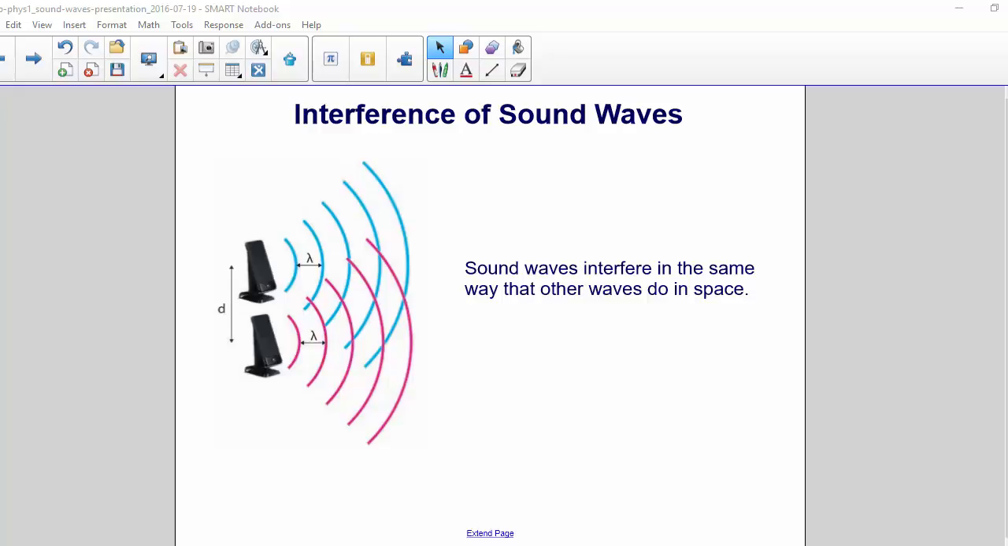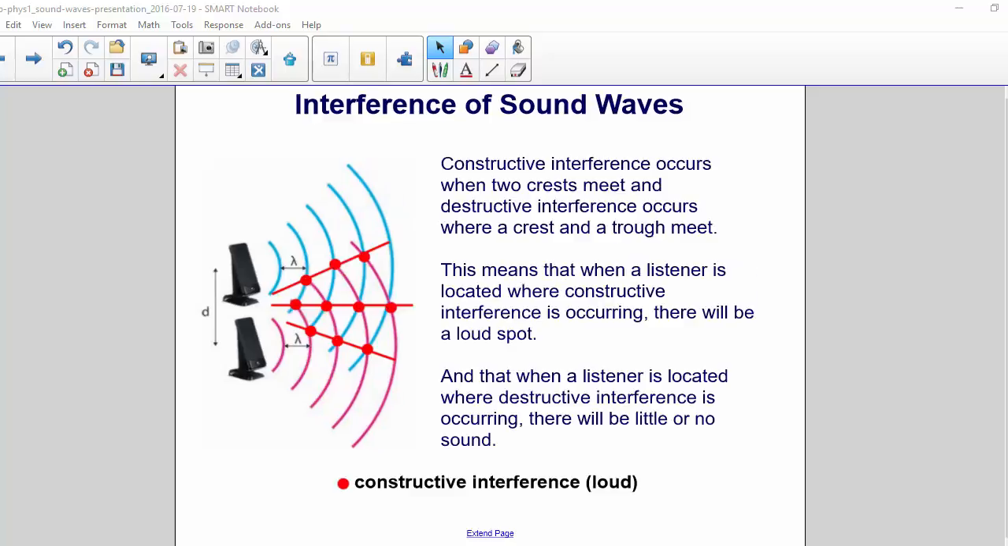Sound waves interfere in the same way that other waves do in space. Constructive interference occurs when two crests meet. You can see that in red. This means that when a listener is located where constructive interference is occurring, there will be a loud spot.